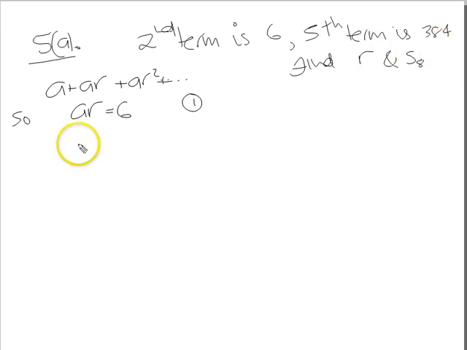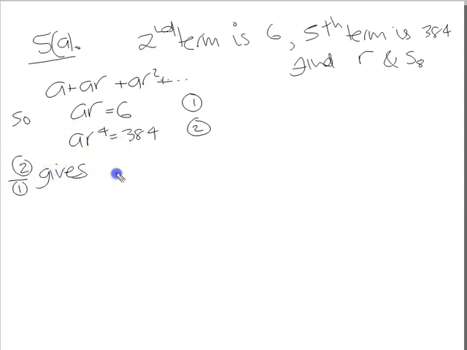The fifth term, which would be ar to the 4, wouldn't it? So ar to the 4 equals 384. And that's number 2. Now, straight away, you can see if you divide one by the other, the a's will cancel and leave the power of r on this side. And that will be a number. So if I do 2 divided by 1, we'll have ar to the 4 over ar, won't we, on the left? And it'll be 384 over 6. The a's cancel. One of the r's will cancel off, giving r cubed equals 384 over 6.